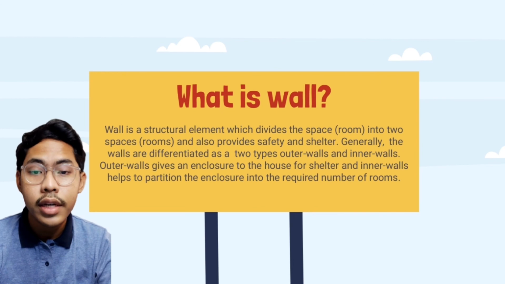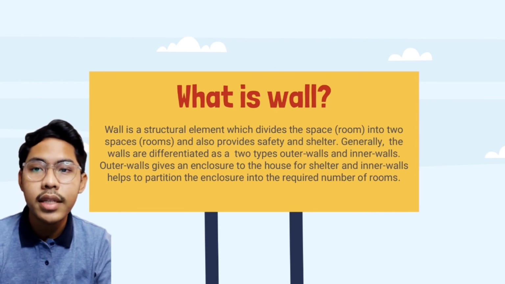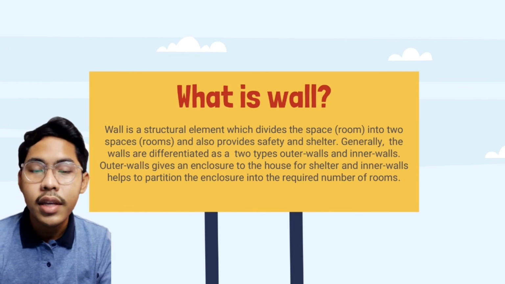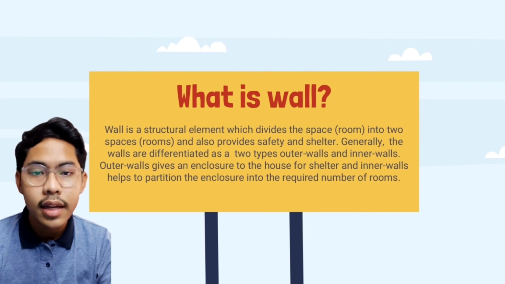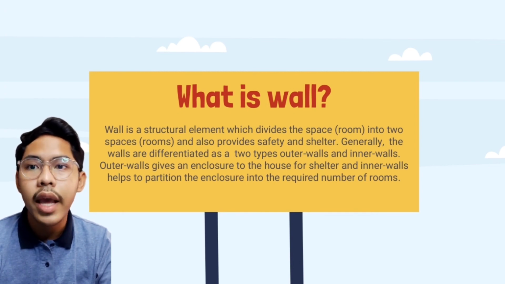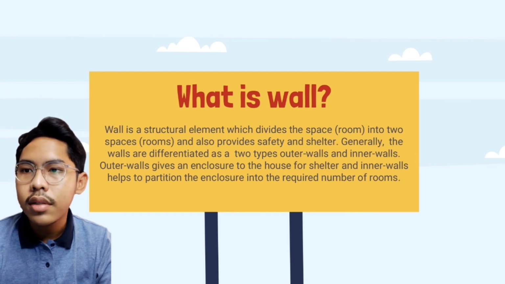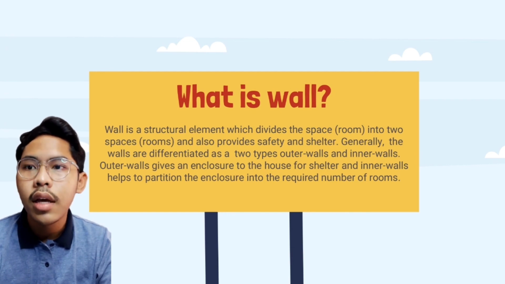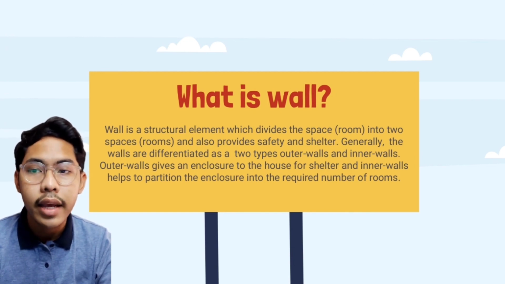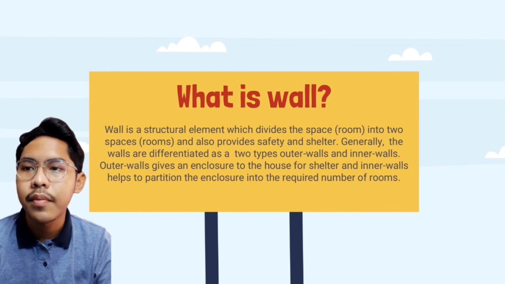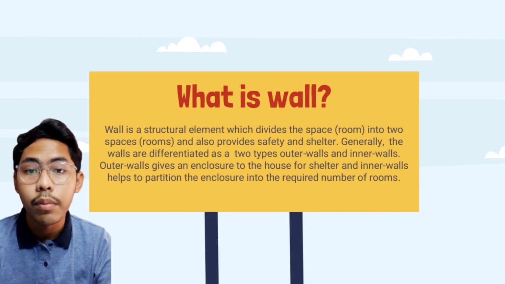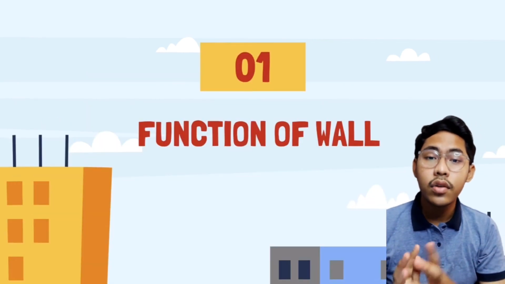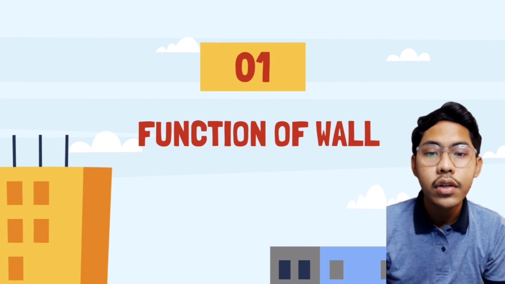A wall is the construction element which divides space into two spaces or rooms, and provides safety and shelter. Generally, walls are differentiated into two types: outer walls and inner walls. Outer walls give an enclosure to the house for shelter, and inner walls help to partition the enclosure into the required number of rooms. Alright, so let's go to our first point, the function of a wall.